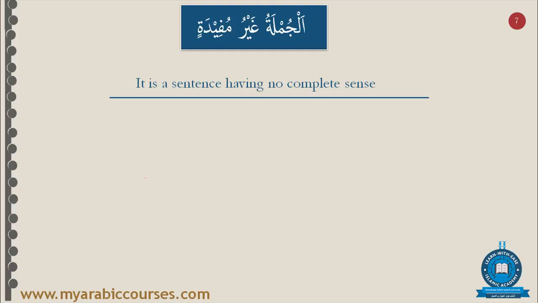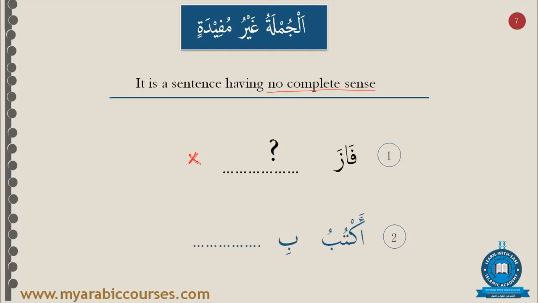So let's give the definition of al-jumlatu ghayru mufida, an incomplete sentence. We say it is a sentence having no complete sense. So what I need in this definition is no complete sense. If I say faza, the question is, who is successful? So this sentence does not have a complete sense. It's not meaningful. Another example is if I say aktubu bi, I write with. The question I'm going to ask is, I'm writing with what? So this sentence is also not complete.